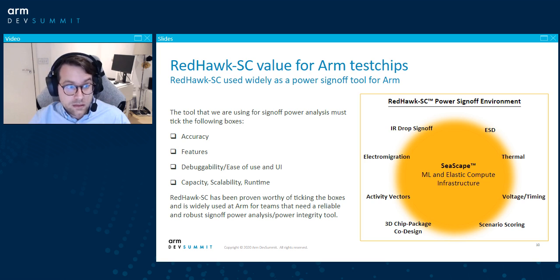So what we wanted as ARM engineers from a new shiny presented tool: eventually, we wanted some boxes to be ticked in order to start using that and deploy that into our sign-off analysis. These boxes consist of accuracy, features, debuggability, ease of use, and UI, and capacity, scalability, and runtime as well. After an evaluation process of the tool, we came to the outcome that Redhook SC ticks all the boxes and nowadays is widely used among ARM groups as a reliable and robust sign-off power analysis and power integrity tool.